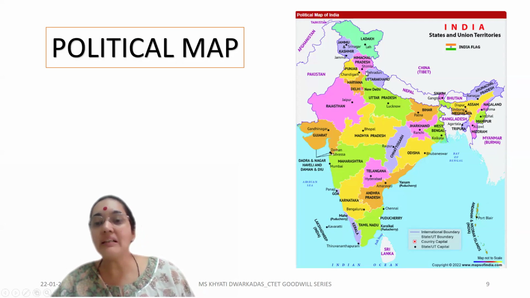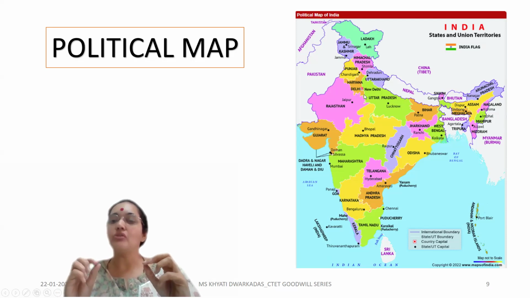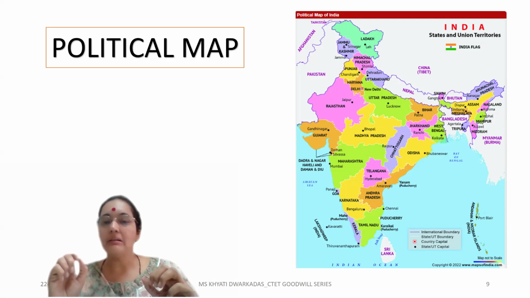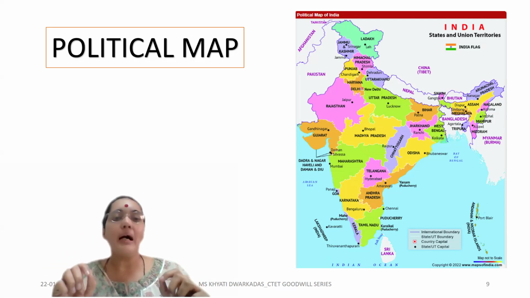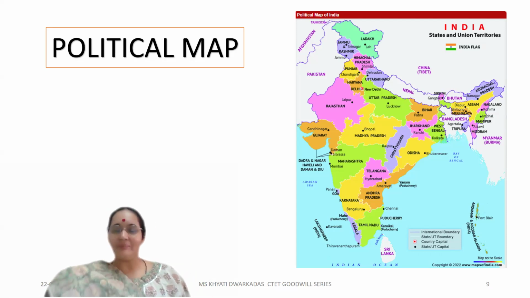And in between states, you can see a different kind of a boundary, which is separating one state from the other. So a political map would normally show you these states marked and the boundaries marked. Only the labeling would normally be done by the student.